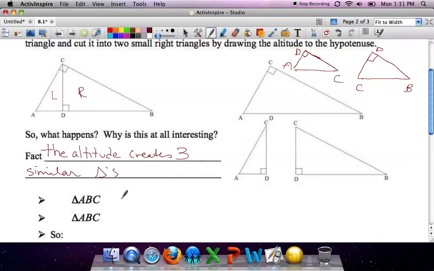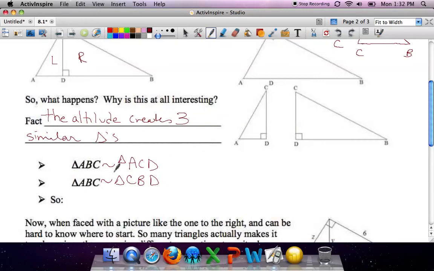So let's go ahead and say triangle ABC is similar to ACD. And if you're not sure, you just line up the angles. Triangle ABC is similar to triangle CBD. If those things are both similar to ABC, that means they must be similar to each other, because all the angles are going to line up. So triangle ACD is also similar to triangle CBD.